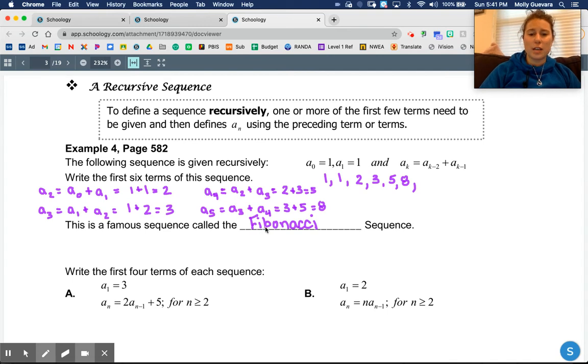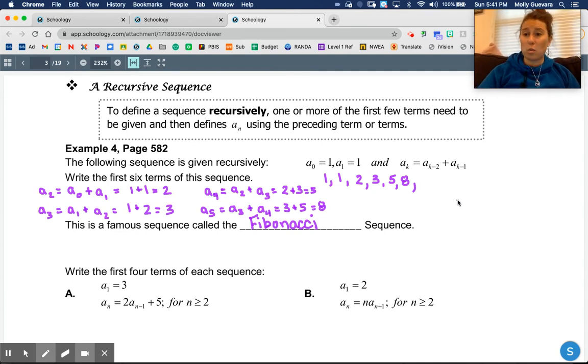We see this all the time in nature, in the way seashells coil, in pine cones and sunflowers. It's used in astronomy. So many different real life applications of this sequence. The golden ratio, so many things. But this sequence, there's no way to write it explicitly.